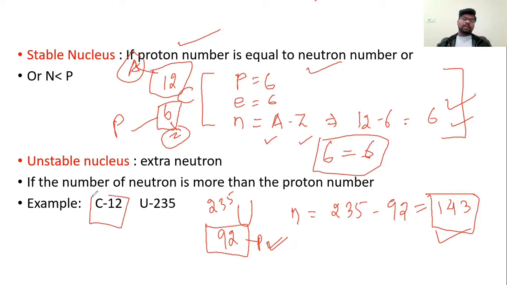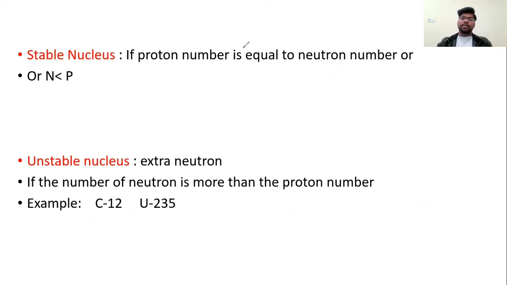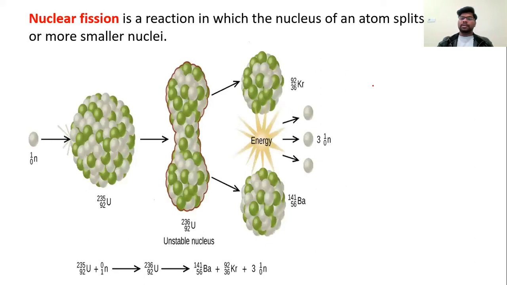So I have written carbon-12 as an example of a stable element, and uranium-235 as an example of an unstable element. Remember, if you find an unstable nucleus, then that type of element is said to be an unstable element, or in other words we call it a radioactive element, a radioactive isotope. Is it clear now? I hope you understand the stable nucleus and the unstable nucleus. Always remember it: only a radioactive element can be used for nuclear reactions.